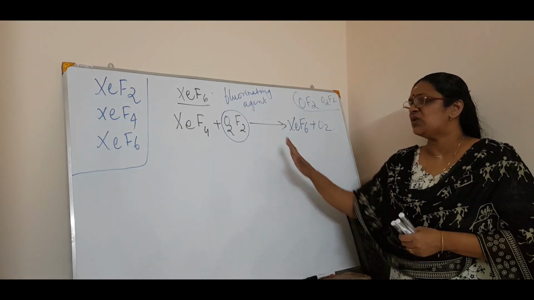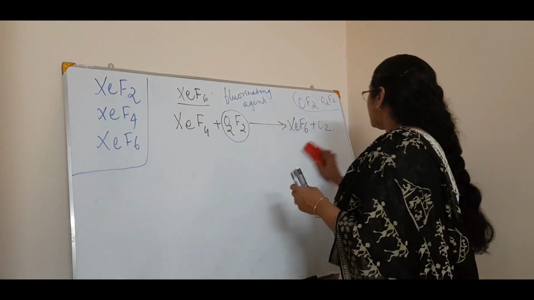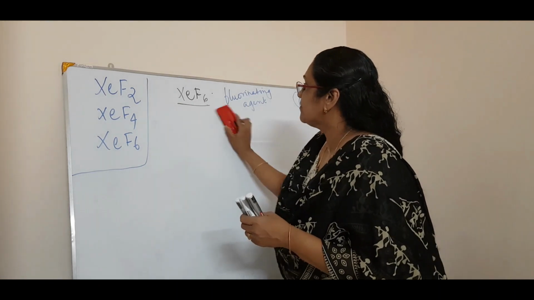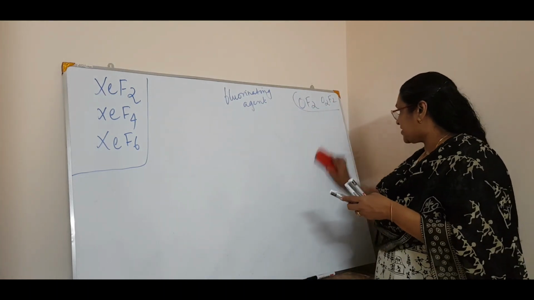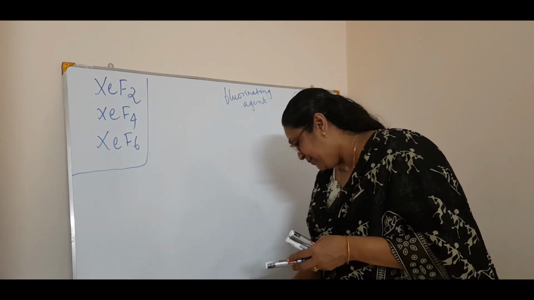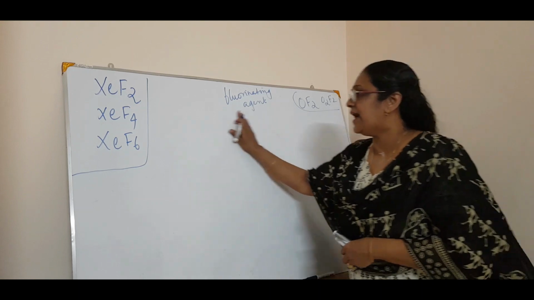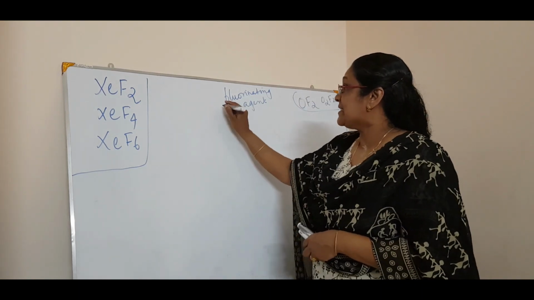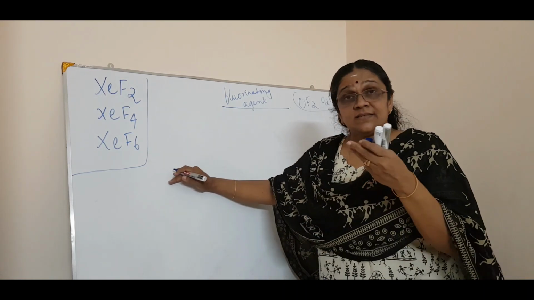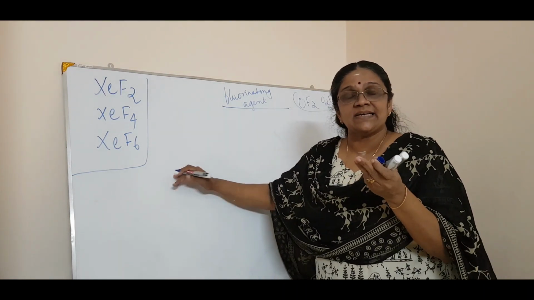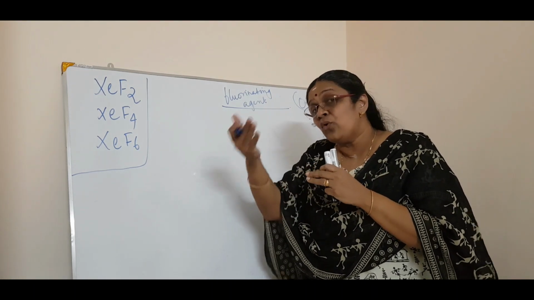Correct? This is only one reaction. Okay, now we will see some more reactions. We will have the structure later, but we will have some more reactions. That is the hydrolysis reaction. Before going to that, again, it acts as a fluorinating agent, which we will study. For example, these xenon fluorides can act as a fluorine donor or a fluorine acceptor.